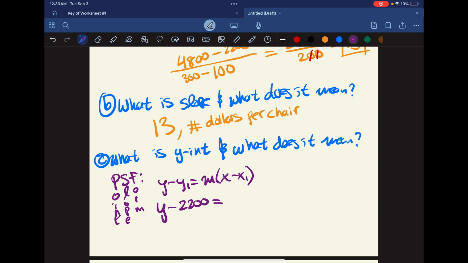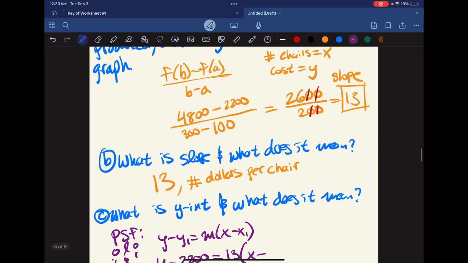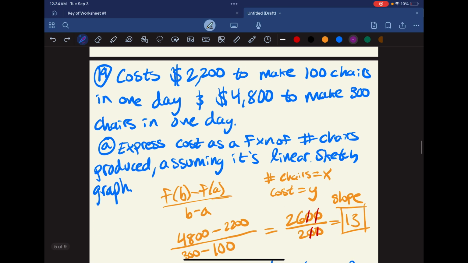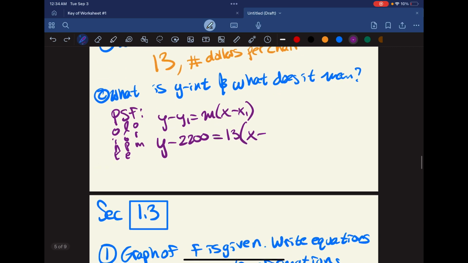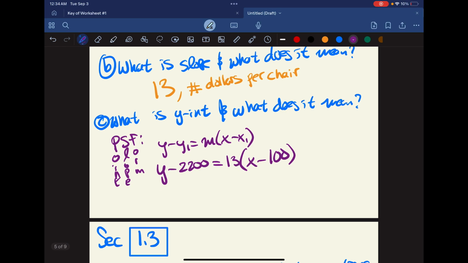So y minus 2,200 equals m, being our slope, 13, times x minus, and then if our y value is 2,200, our corresponding x value is 100. So we're dealing with something like this. So y minus 2,200 equals 13x minus 1,300.